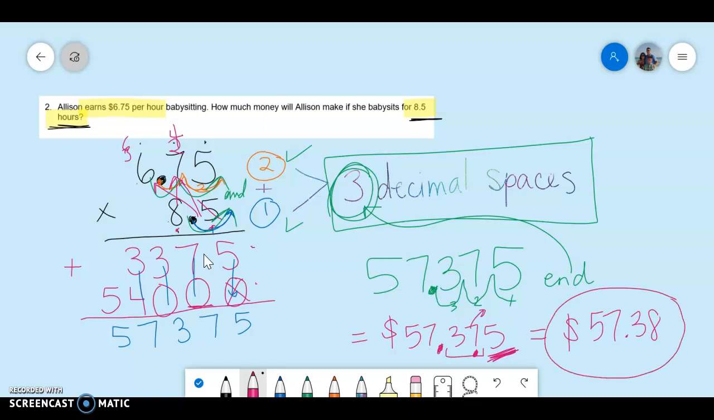So if I babysit for $6.75 an hour, and I do that for 8.5 hours, I will earn $57.38.